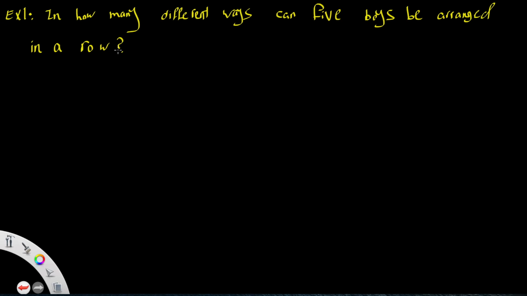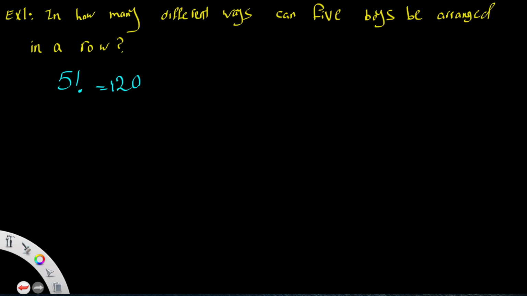Example 1. In how many different ways can 5 boys be arranged in a row? As you see, there are 5 objects, 5 boys, and all 5 boys are going to be arranged in a row, in a line. So the answer is 5 factorial, which is 120 ways.